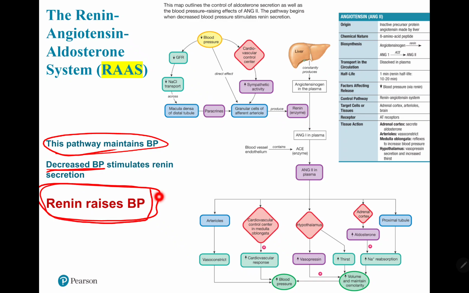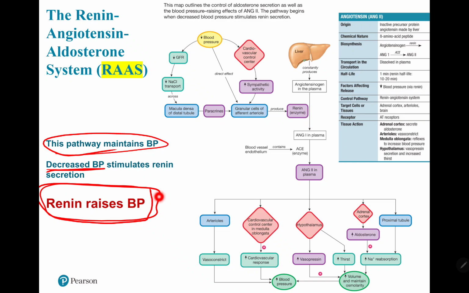So, for example, if you have a drop in blood pressure, our cardiovascular control center will recognize that, our medulla, our cardiovascular control systems, and then we will turn on our sympathetic activity.